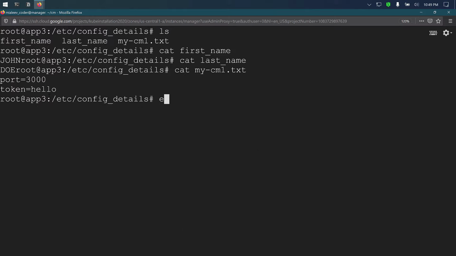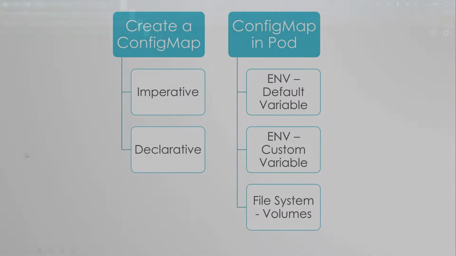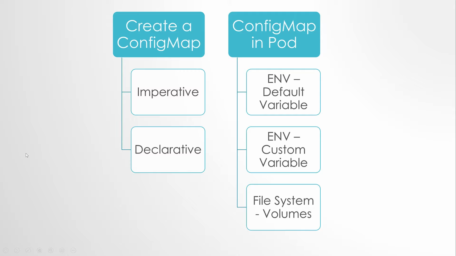So these are the three ways which we can use config map details under the pod. To summarize once again, I did show how to create config map using imperative and declarative ways, and then how to use the config map details inside a pod using the environment, directly passing them, or we can use custom variable names, and finally we can also mount the config maps as a file system under the pods.